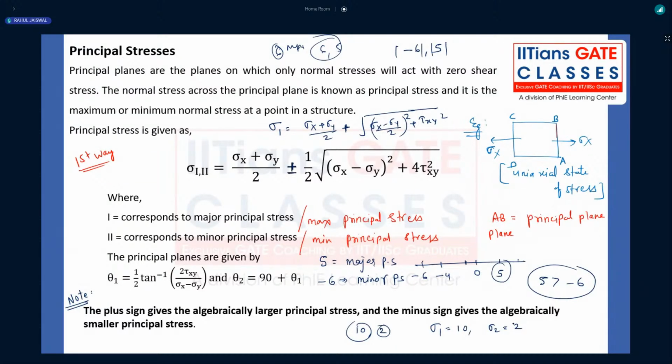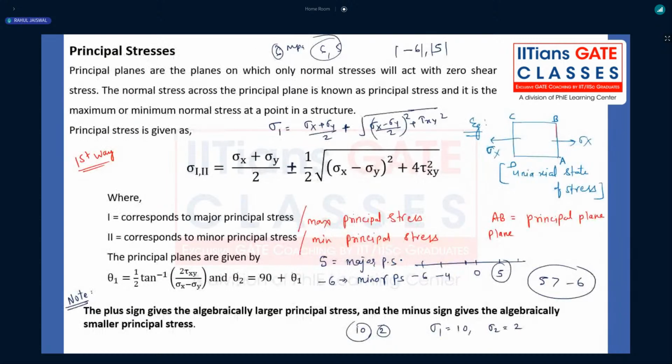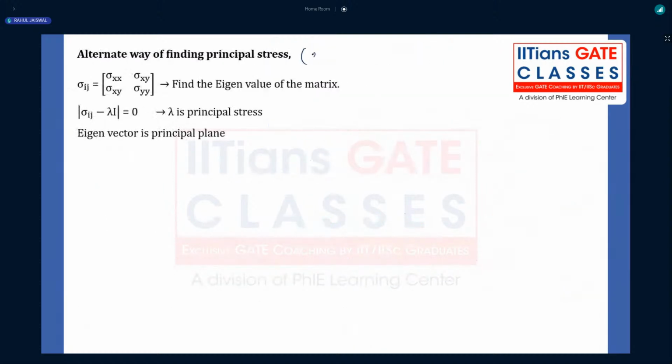All of you understanding? Any doubt? Is it clear? Now, how to find the principal plane locations in a particular complex state of stress? For example, this is the second way. I will tell you about this.